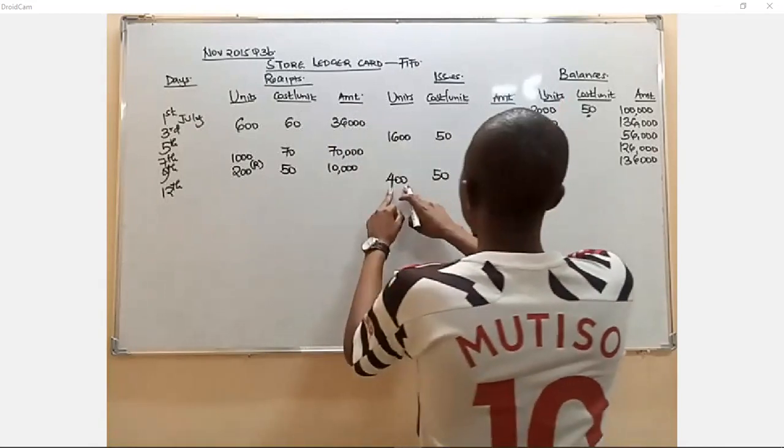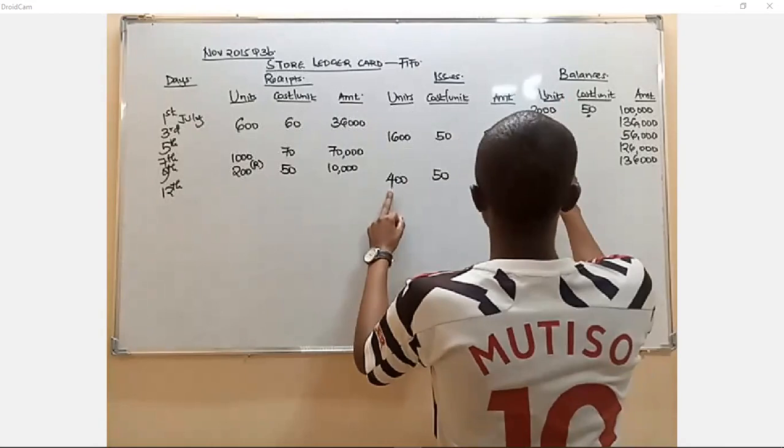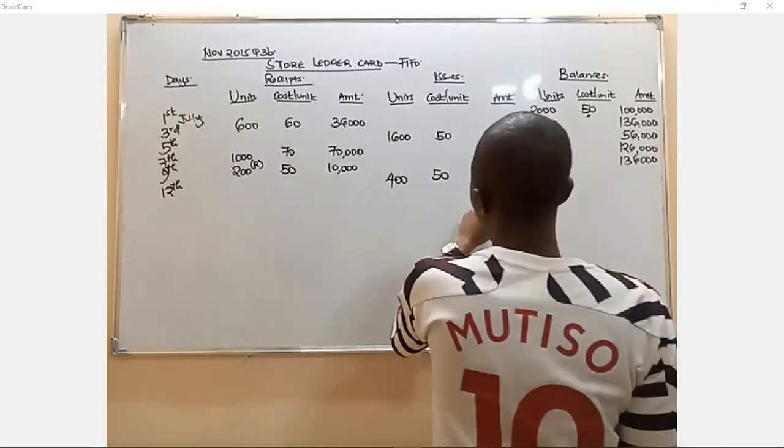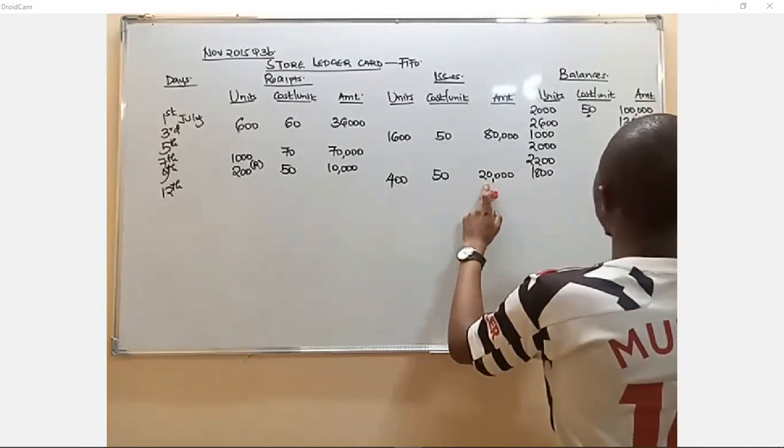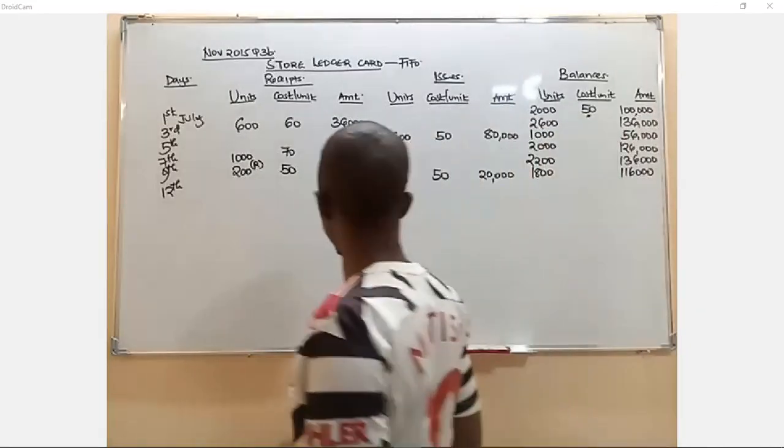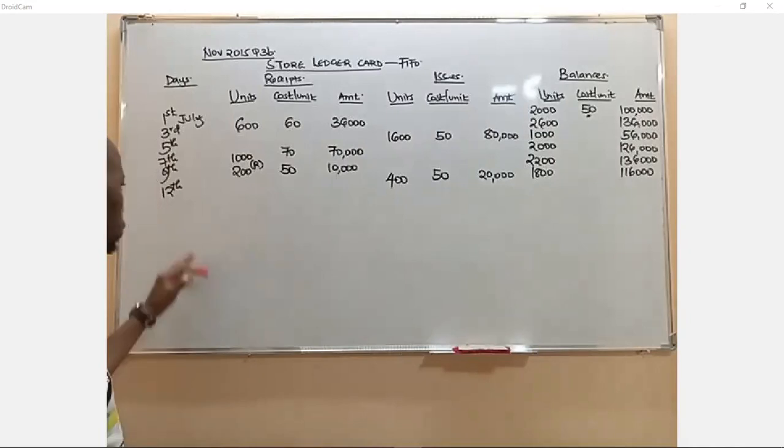So wakati unauza you reduce. So hapa ni 1800. 20 you reduce here and you get 116,000. 116,000. That is on 12.